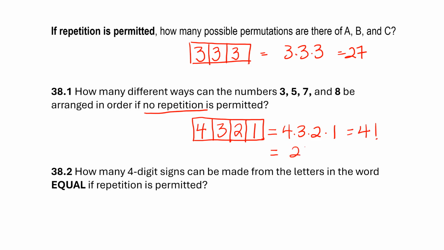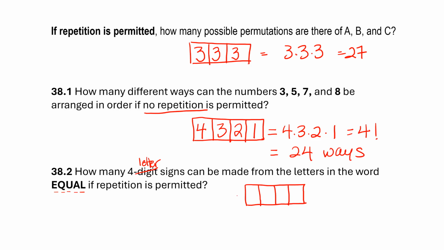So that's 24 ways. Example 38.2 says how many 4-digit signs, it really should be 4-letter signs since these are letters we're dealing with here. How many 4-letter signs can be made from the letters in the word EQUAL if repetition is permitted? So we're going to make a 4-letter sign. So there are 4 spaces to fill. 4 positions, and we have 5 letters to choose from, E, Q, U, A, or L.